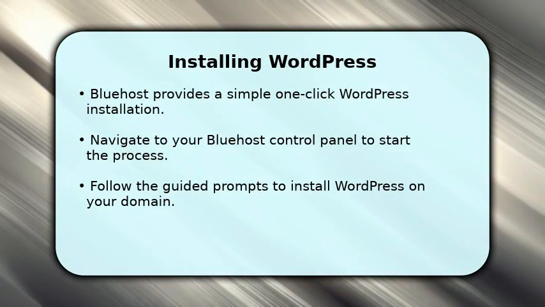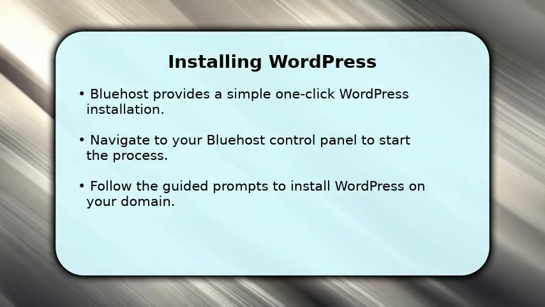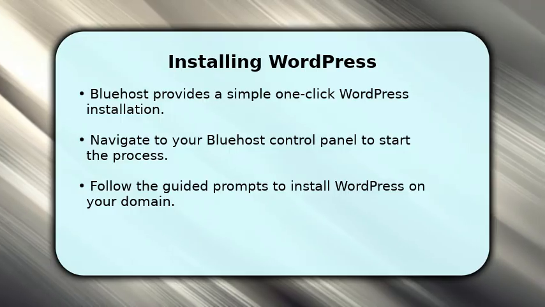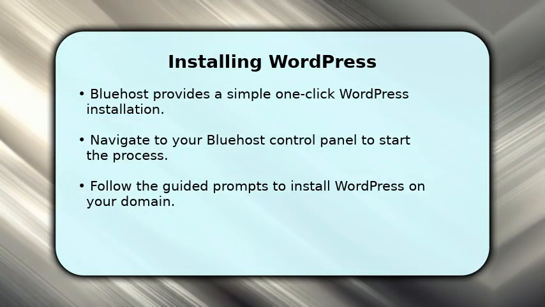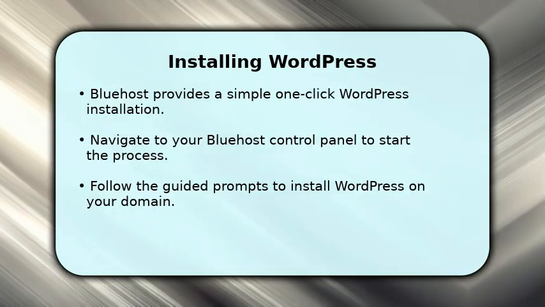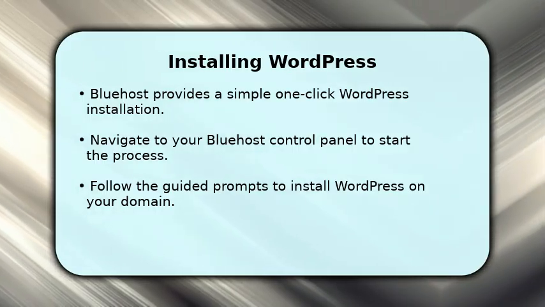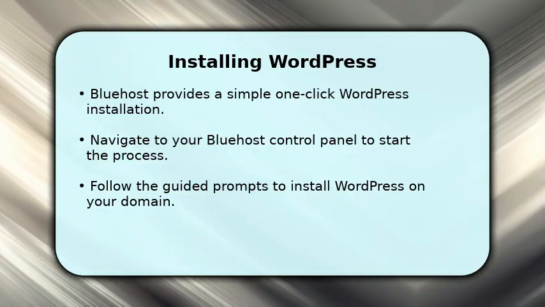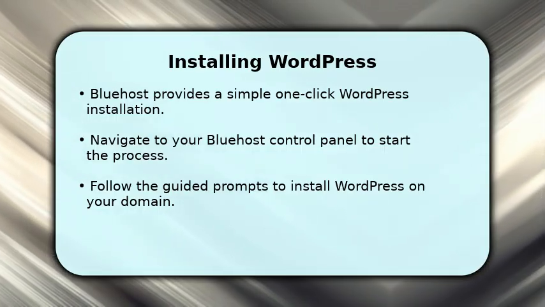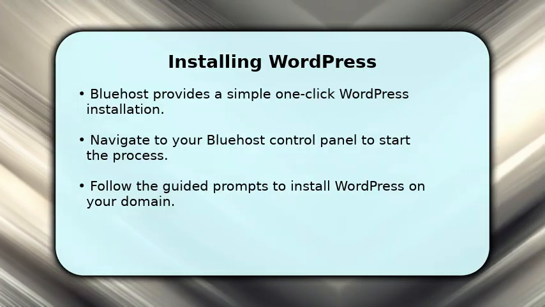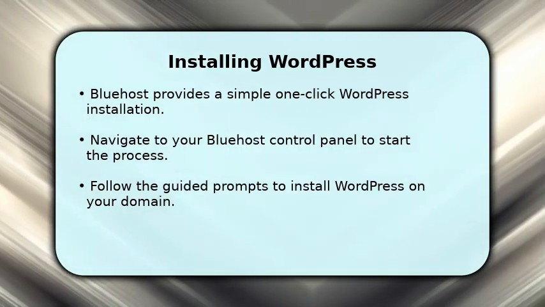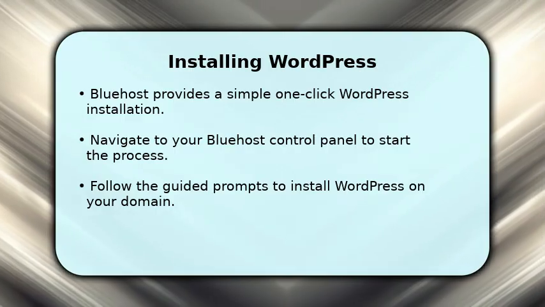Once your Bluehost account is active, installing WordPress is incredibly straightforward. Bluehost offers a convenient one-click installation feature, making it easy for beginners. Simply log into your Bluehost control panel, find the WordPress icon, and follow the intuitive prompts. In just a few moments, WordPress will be installed on your chosen domain, ready for you to begin building your website. It's a quick and efficient process.